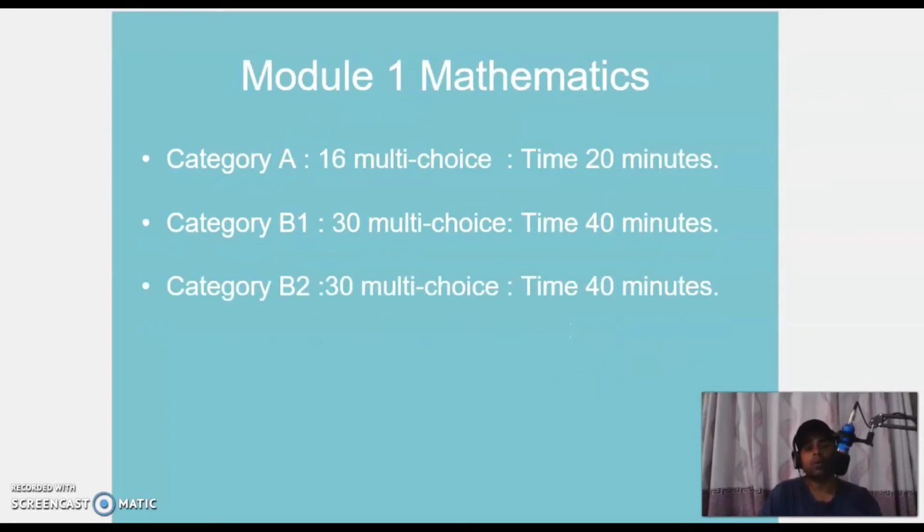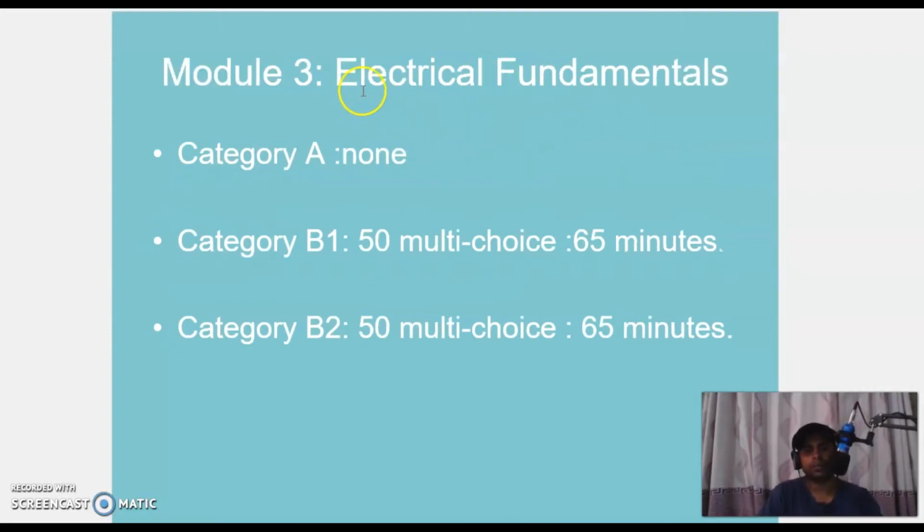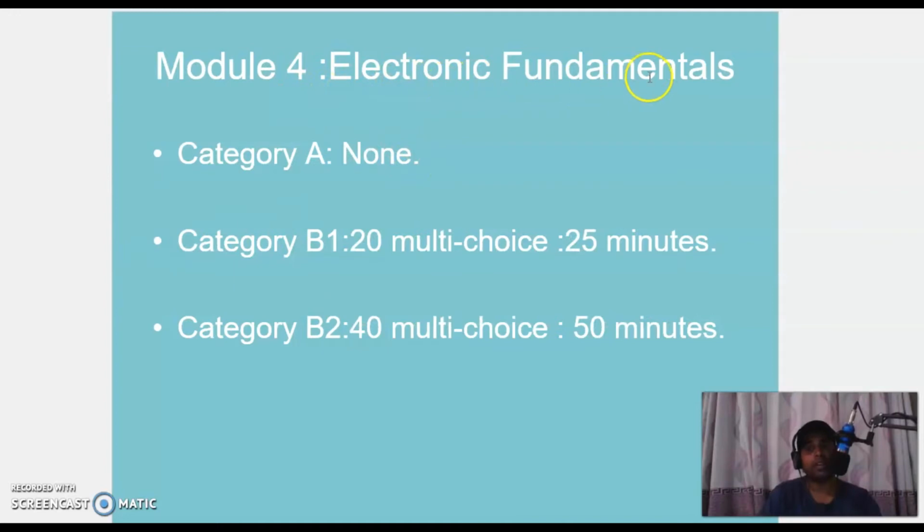And normally module 1 and module 2 have to be done together because these two are kind of the same. And then module 3 electrical fundamentals, for category A papers they don't have to do this one. Category B1 has 50 MCQ and 65 minutes, category B2 50 MCQ and 65 minutes. And module 4 electronic fundamentals, category A they don't have to do this one. Category B1 20 MCQs and 25 minutes, category B2 40 MCQs and 50 minutes.